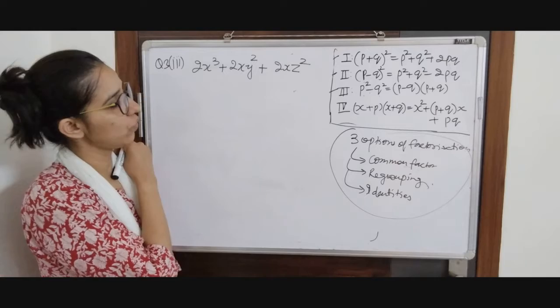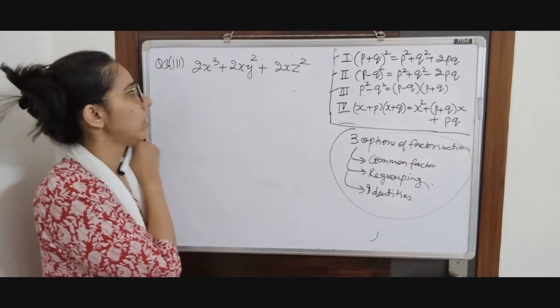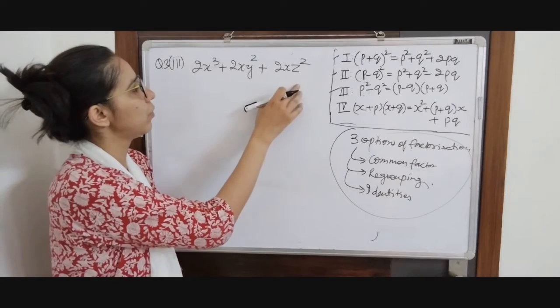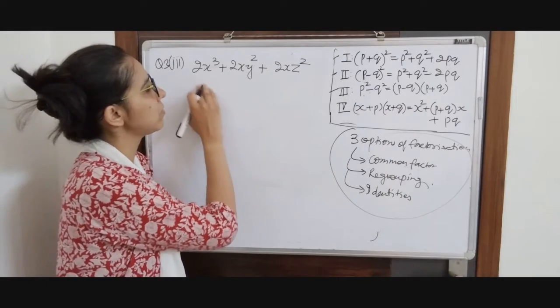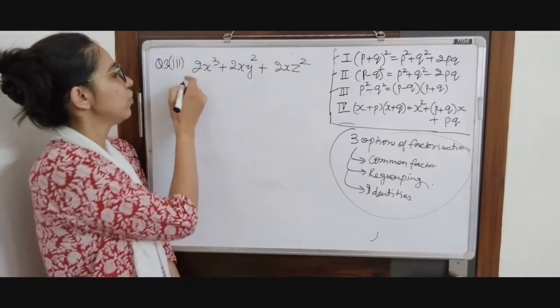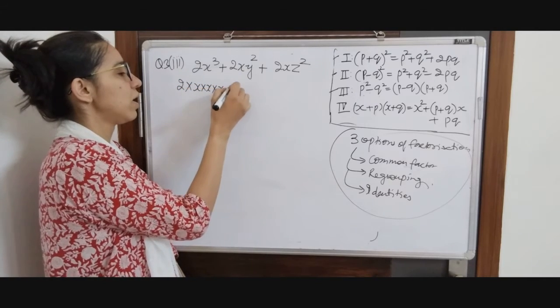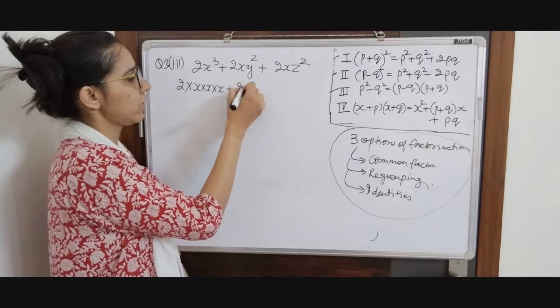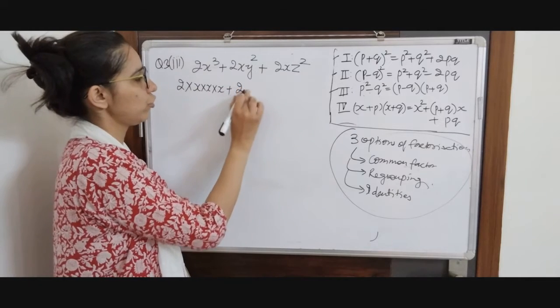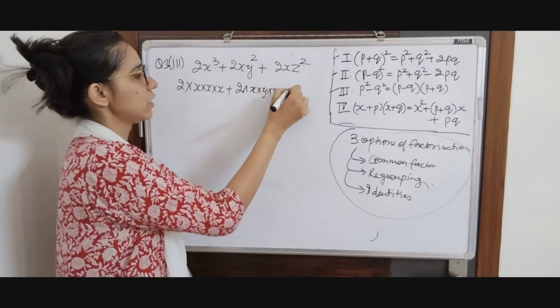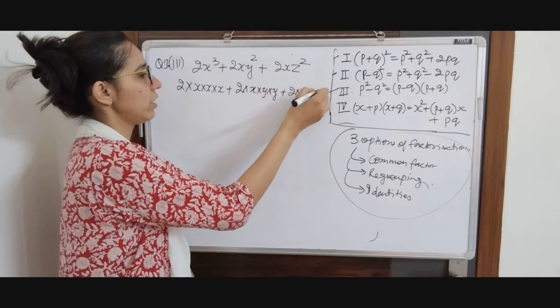So what I'll do, I'll check for common factor and I see that 2 is common in all the three terms, and also x is common. So I will first reduce these terms into irreducible factors. This is going to be like this, 2 into x into z into z.